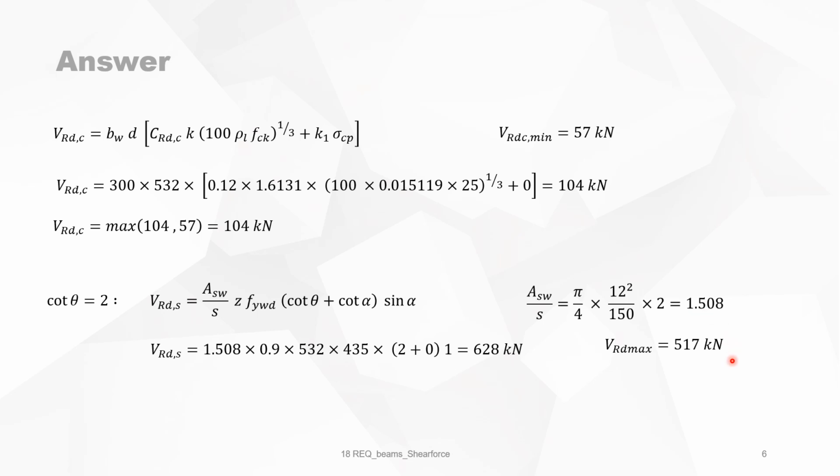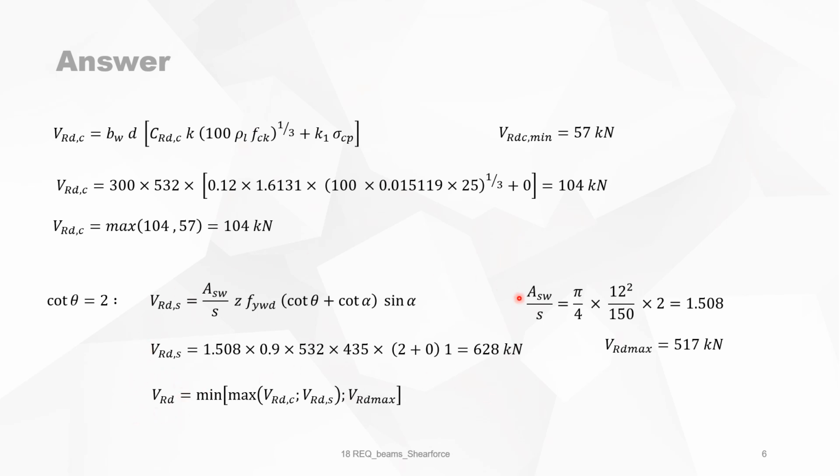But VRD max, which is the maximum allowable shear force that the compression field of the section can carry, so the struts can carry. So you will have strut failure at 517 kilonewton, but the stirrups can take up 628. So something is wrong here. Not wrong, but we should adapt. So we should adapt the cotangent theta in such a way that VRDS is at least equal or bigger to VRD max.